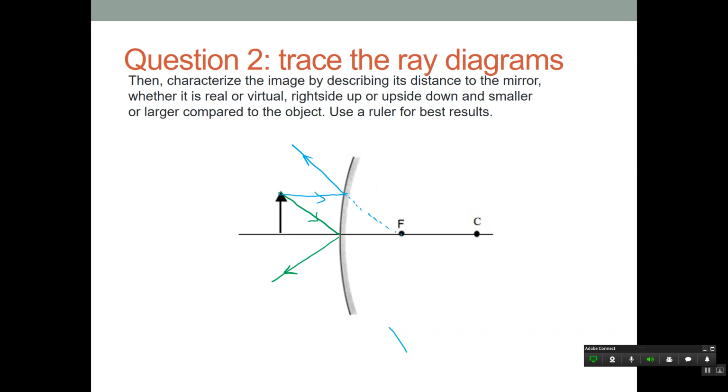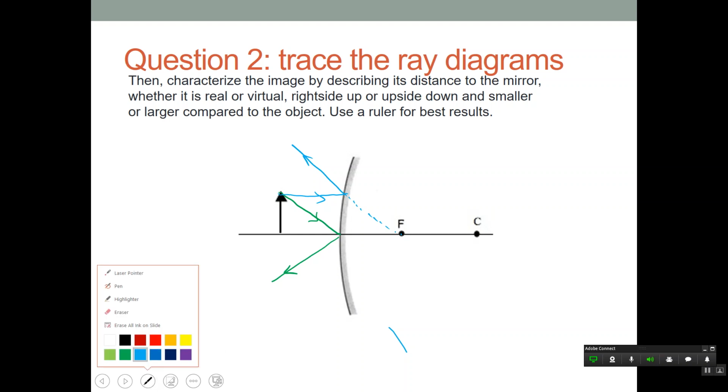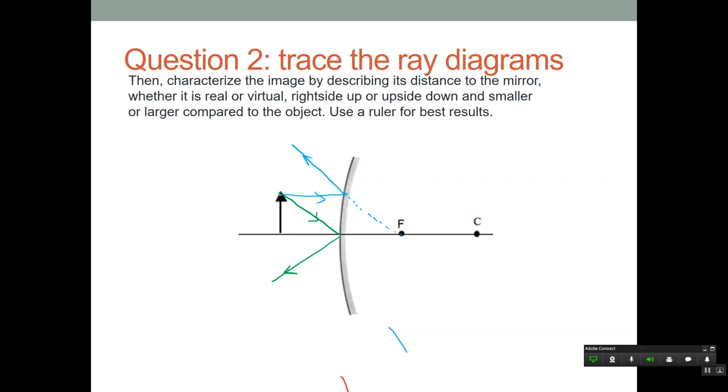And the last ray that we talked about was towards the focal point and then parallel. But the focal point's on the other side, so that doesn't really matter actually, because I'm going to go towards the focal point, and when I hit the mirror, I'm going to go parallel. That was bad drawing, but there we go again.